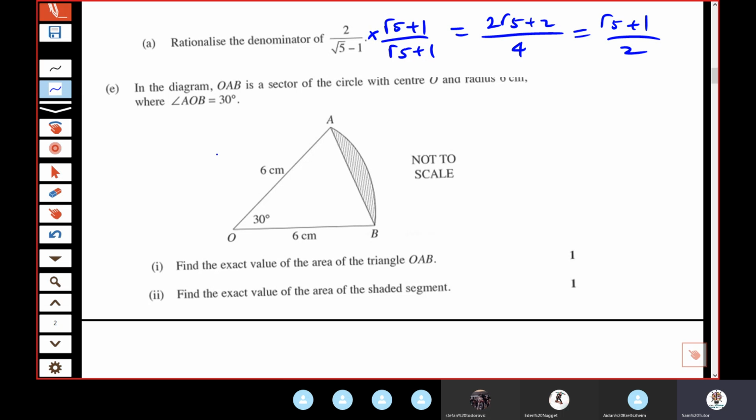In the diagram, OAB is a sector of the circle with center O and radius 6, where angle AOB is 30 degrees. Find the exact value of the area of the triangle. The area of the triangle OAB is half ab sine C. Half times 6 times 6 times sine 30 degrees. You have to put sine 30 in the calculator, which should give you root 3 on 2.